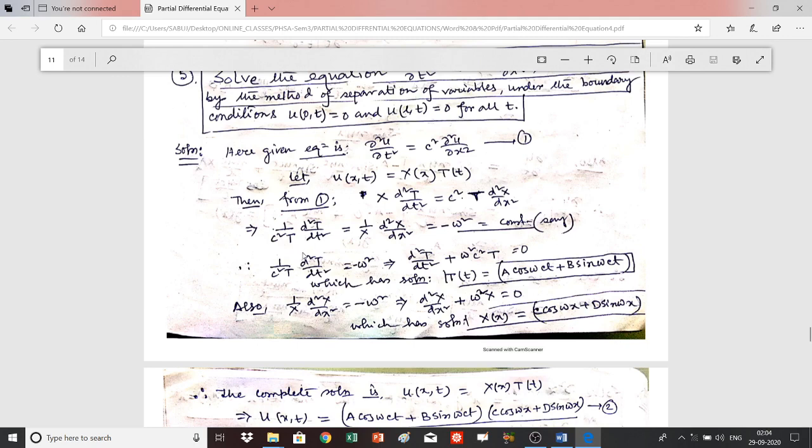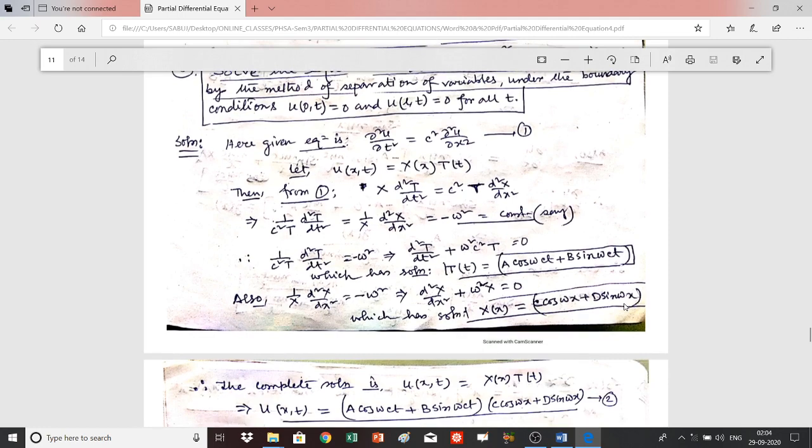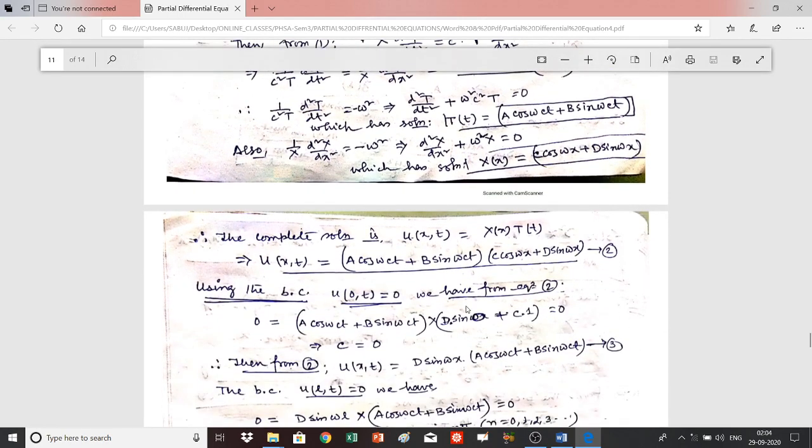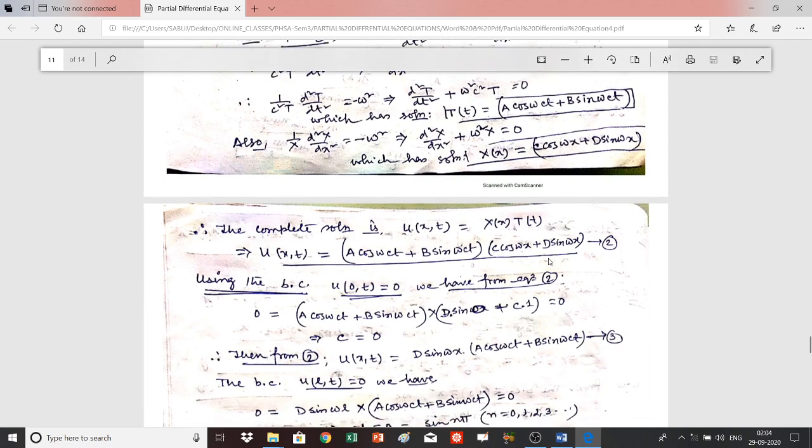From the first relation you can write d²T/dt² + ω²c²T = 0, and this gives the solution for T as A cos ωct + B sin ωct, where all of these are constants. The other equation is (1/X) d²X/dx² = −ω², which gives the solution C cos ωx + D sin ωx. So the complete solution is u(x,t) = (A cos ωct + B sin ωct)(C cos ωx + D sin ωx). This is equation number 2.